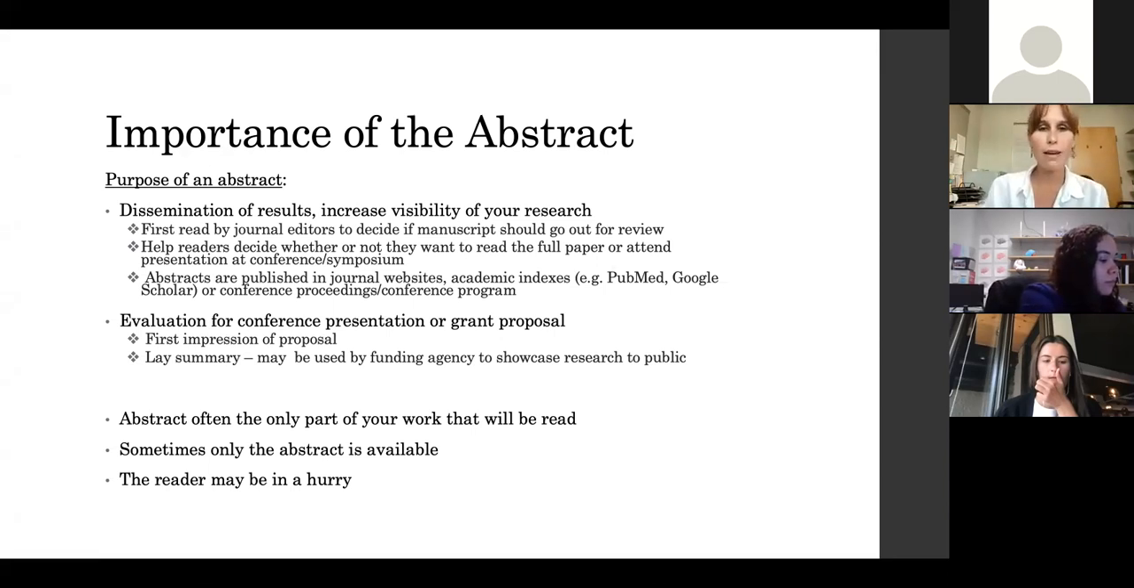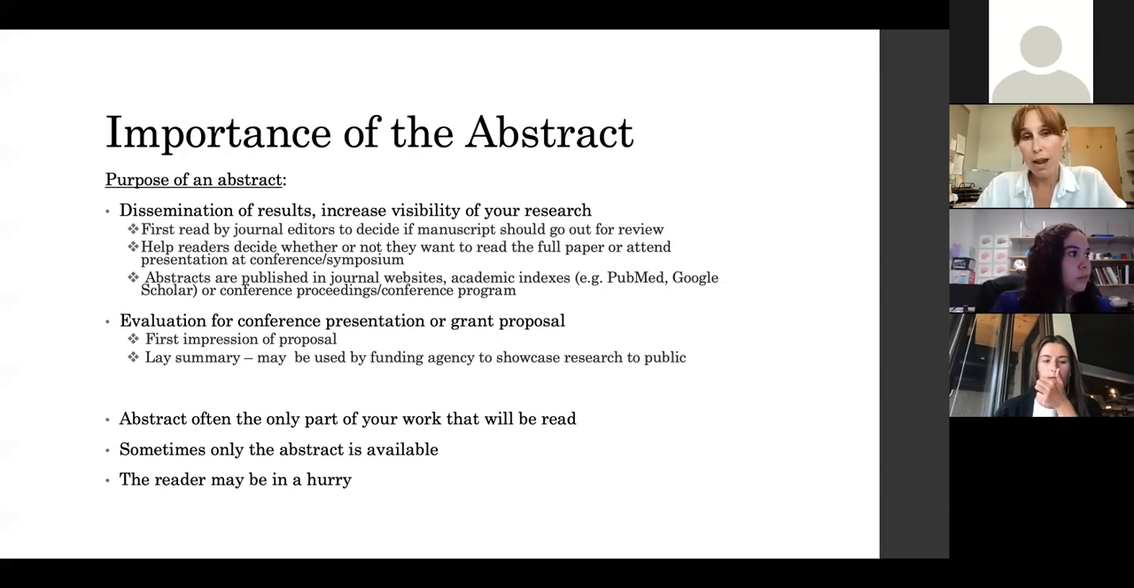Okay, so why is abstract writing important? Well, you should think of your abstract as a key tool to promote your research. So if you submit an abstract along with a manuscript, the editors are going to read your abstract and use the abstract to decide whether it merits full review. Okay, then if it goes out for full review, typically the reviewers are going to read your abstract first so they can sort of orient themselves to what they're going to find in your manuscript.